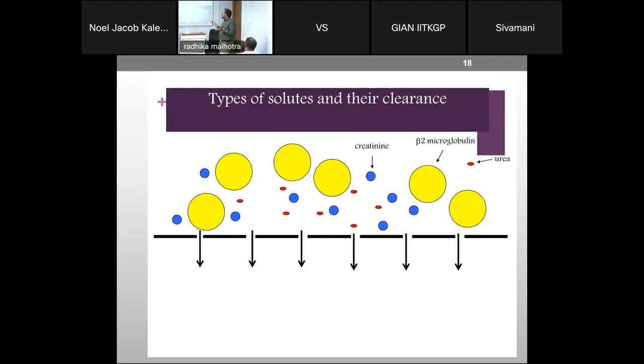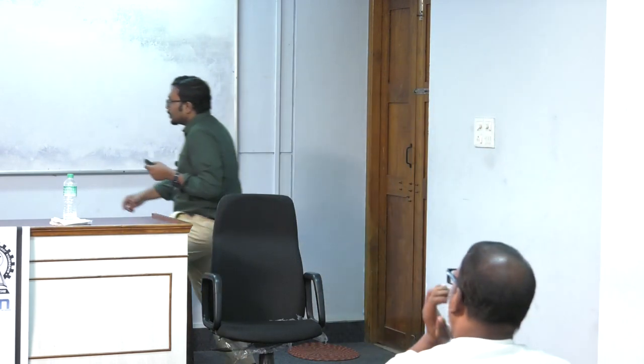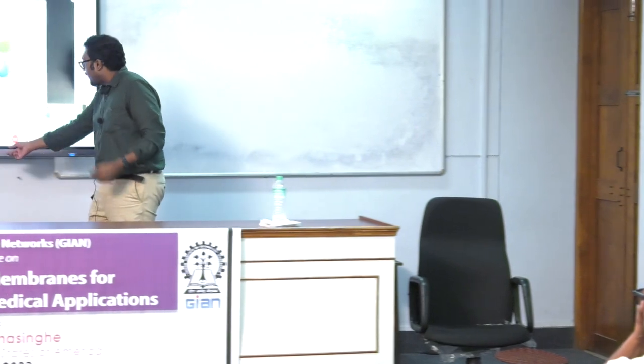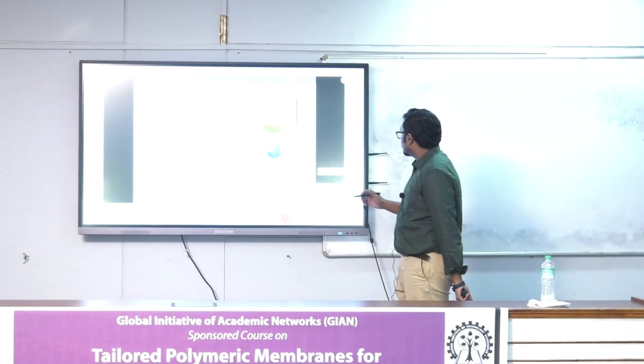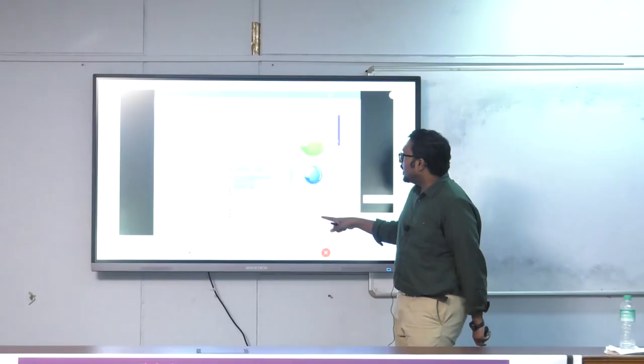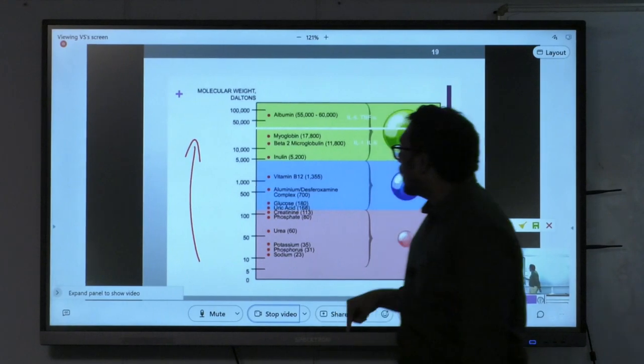And so you need a membrane that removes both, basically. Okay, so these are based on its molecular weight. So this is basically an increasing molecular weight.